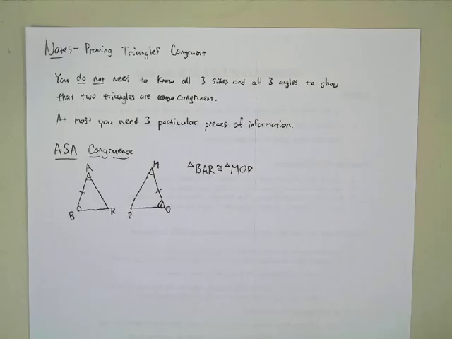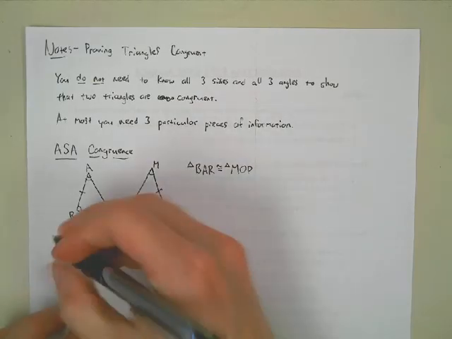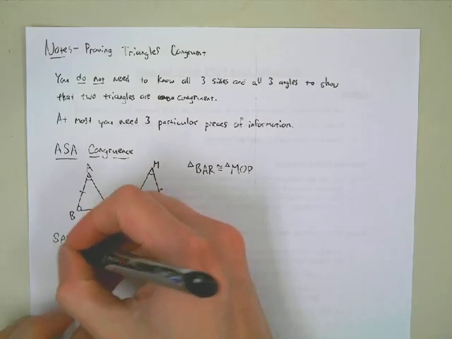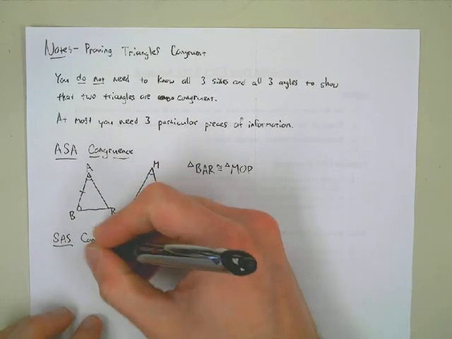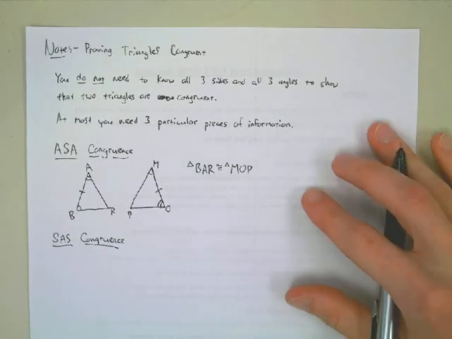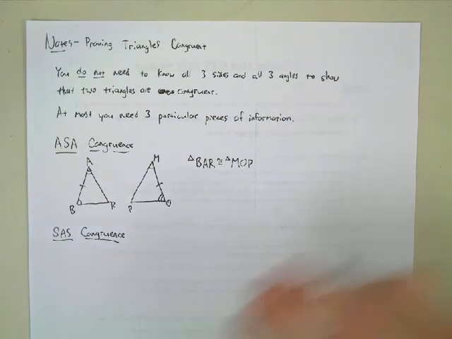Did anyone use a different strategy besides using one side and then two angles touching it? Mary, go ahead. Why don't you explain? We used two sides and one angle. And the angle was between those two sides, right? Okay, so guess what that's called? Side angle side congruence. That's right, SAS. Side angle side is exactly that strategy.